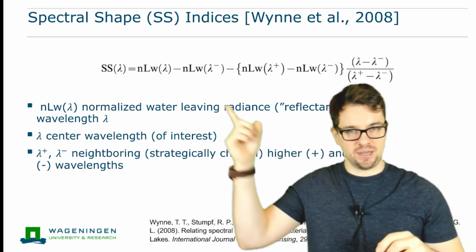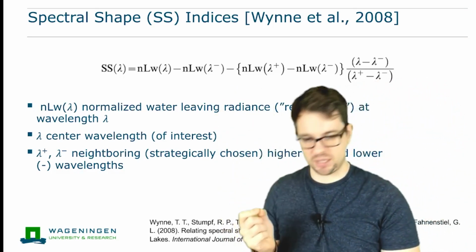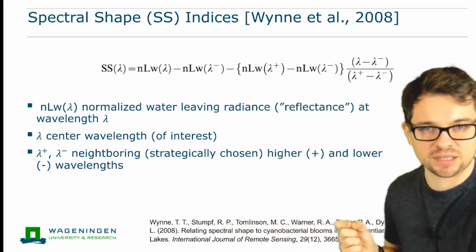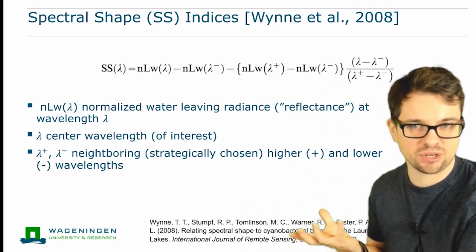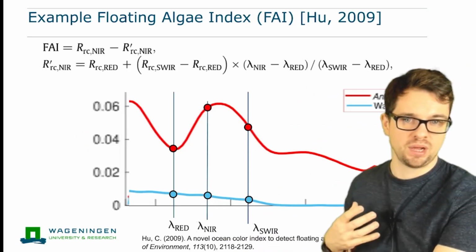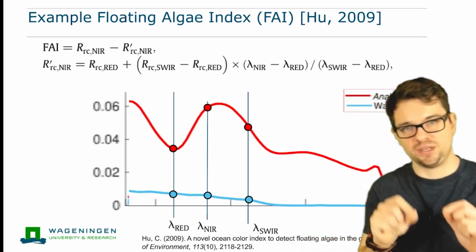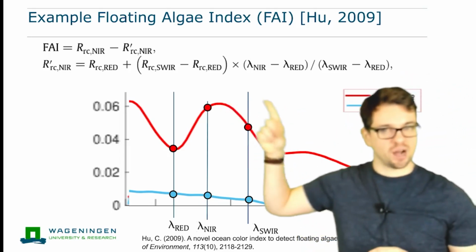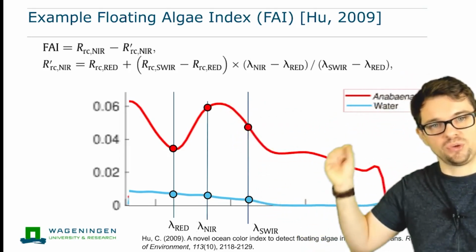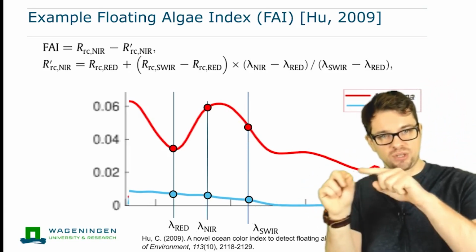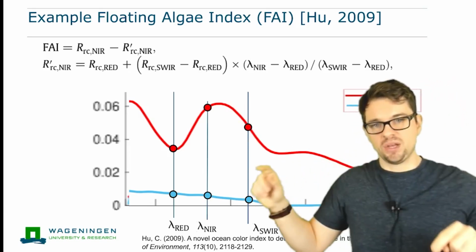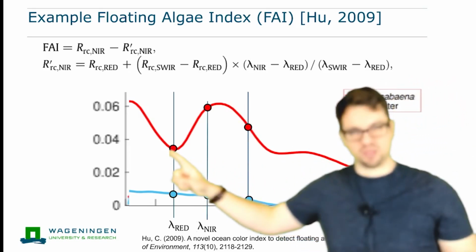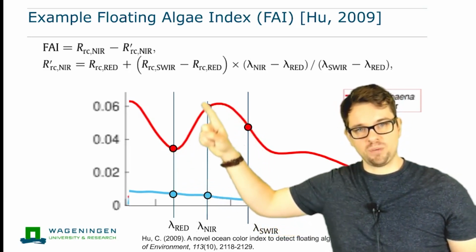So this is a fairly generic formula, but I will go into that a little bit more in the next slide to get a bit more of a geometric intuition, because those are very commonly used. The core idea here, and I take the floating algae index as an example, uses 3 bands, and you basically measure the humpness of a spectrum. So you have one band on the left, one band on the right, and one band in the center.